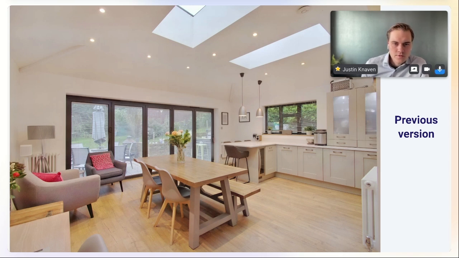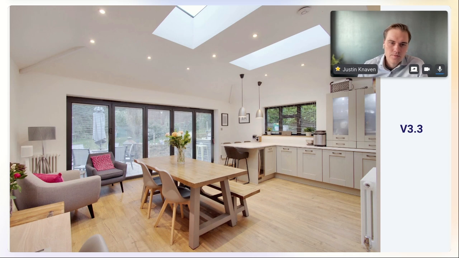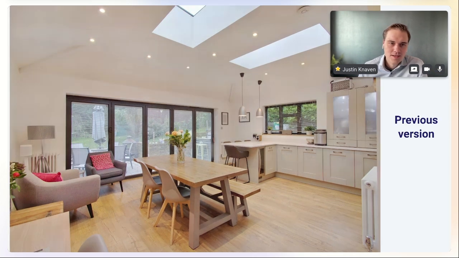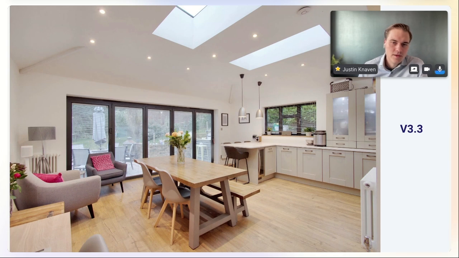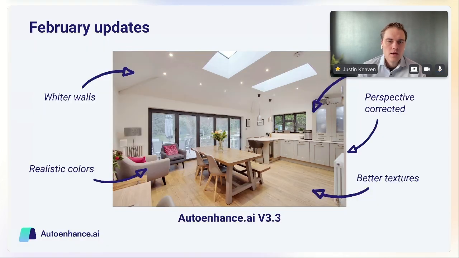So this is the previous version, and if we now look at the new version, which is version 3.3 of Autoenhance, that looks like this. So I'll just go back once more and show 3.3. Yeah, there's been a lot of improvements to make the image look more professional, more towards how a human would edit this image. And if I go more into details for this image specifically, you can see that these updates result in whiter walls compared to, for example, the floor. And there's more contrast and difference in the colors, which make it more natural.